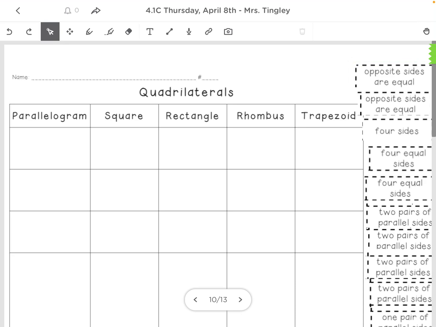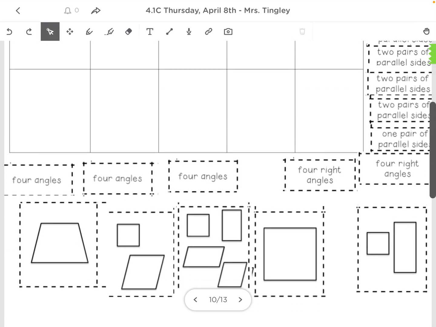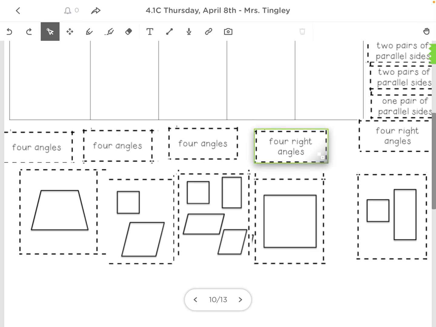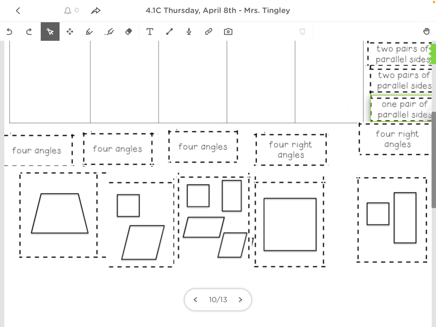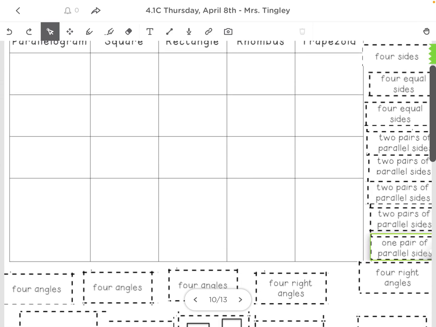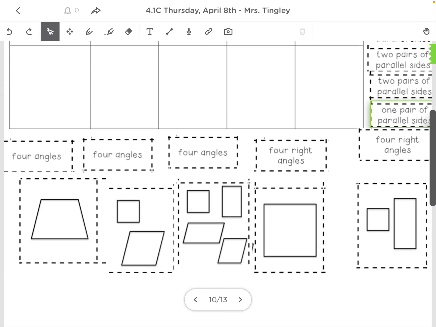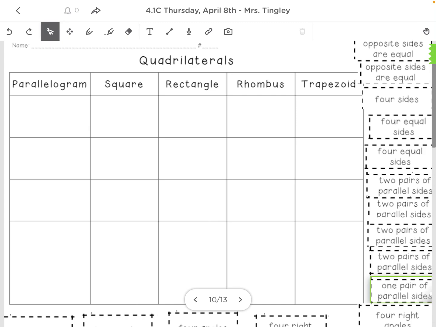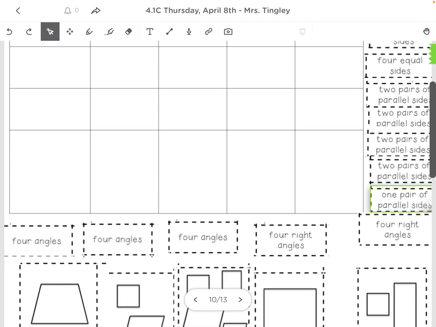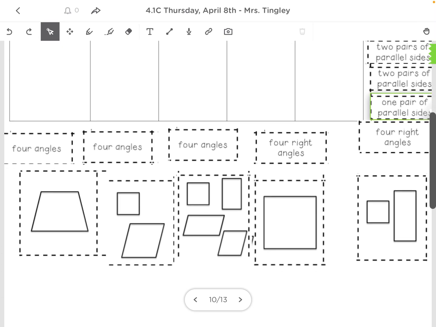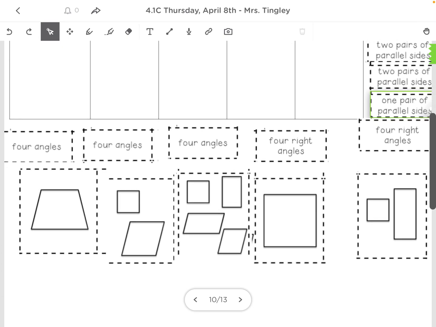Today we're going to be sorting the characteristics of different quadrilaterals into this chart right here. We'll be looking at the sides, the angles, and if they have parallel lines. Now we're first going to begin by moving these shapes underneath the correct column. So first, let's label the ones we definitely know.